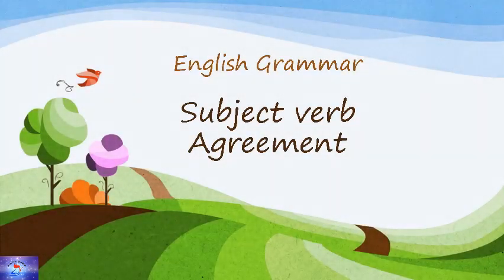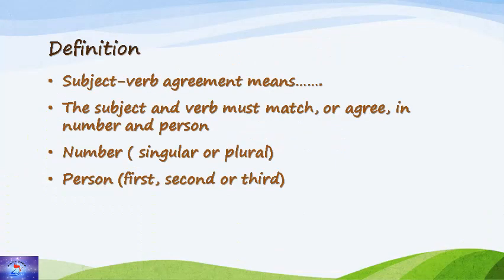In today's session, we are going to discuss a new chapter from your English grammar textbook. The name of the chapter is Subject-Verb Agreement. Now, let us see the definition of subject-verb agreement. Subject-verb agreement means the subject and verb must match or agree in number and person.